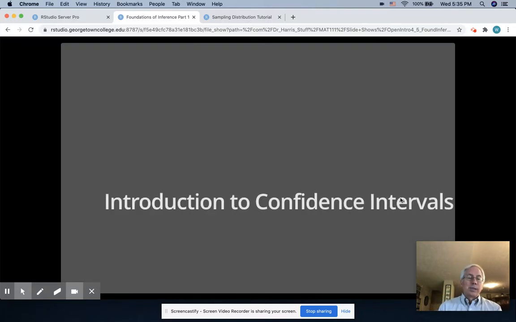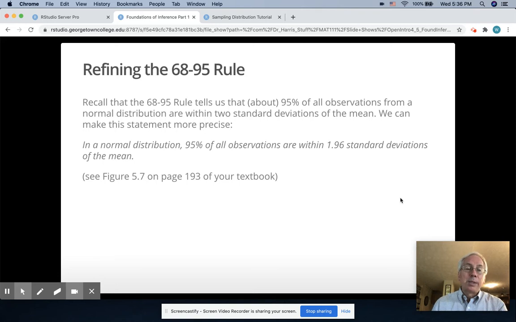So now let's go on and talk about confidence intervals. Now that we've got some base knowledge about the distribution of p hat, a little bit about formulas for standard error for a sampling distribution, now let's think about what we mean by confidence interval. And we're going to start by doing a little refinement of our 68-95 rule that we encountered back when we were talking about normal random variables.